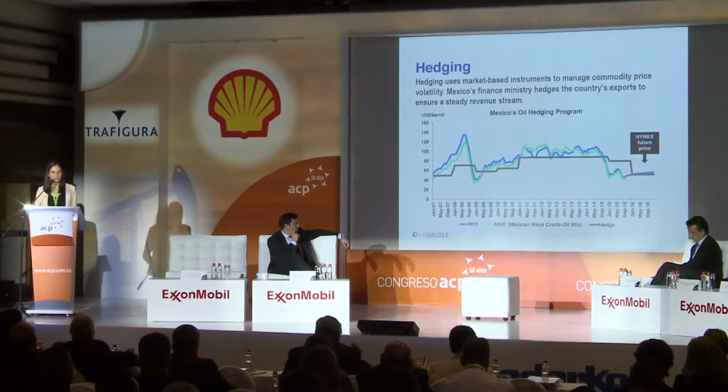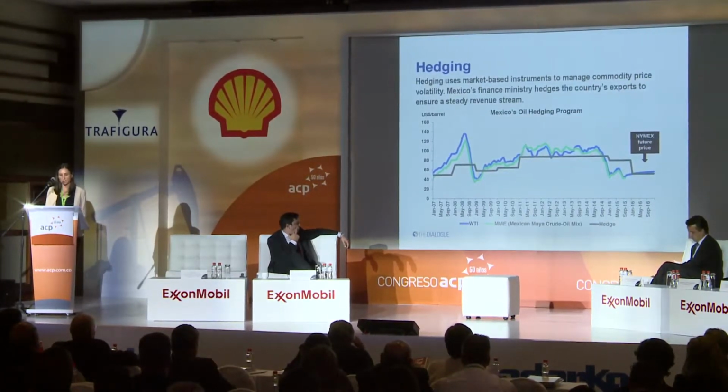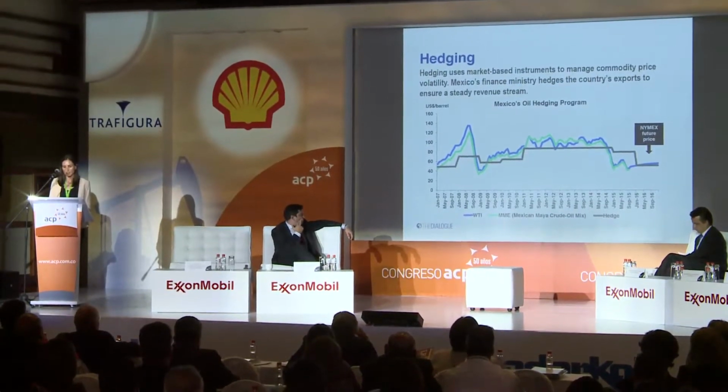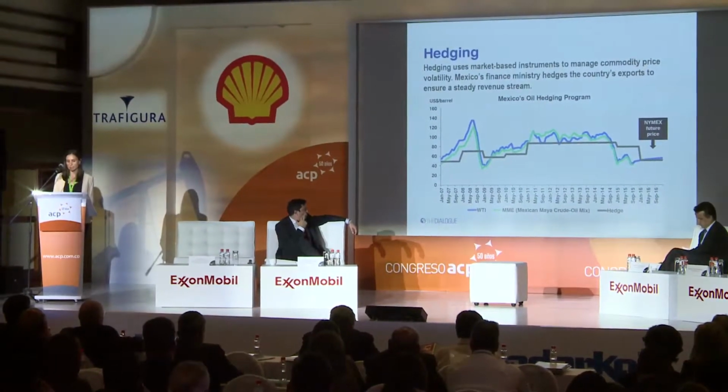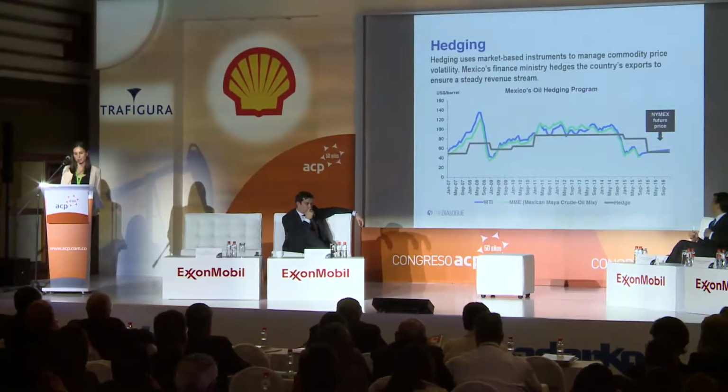And then finally, I just want to talk a little bit about hedging, which is a market-based instrument to manage commodity price volatility. Countries can enter into over-the-counter forward contracts to lock in prices or hedge price risk with options. And Mexico, I think, is the most famous case of a country that has done this. They bought put options on oil to insure against a fall in prices.